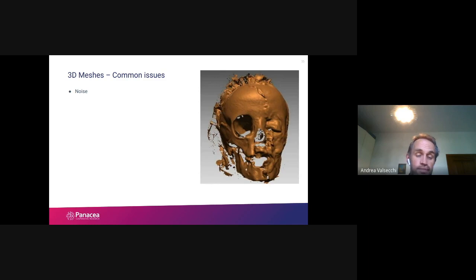Well, the first one is noise. You just simply see extra surface that is not part of the object. This is a scan that cannot be used because there is a lot of extra material, which is probably random.